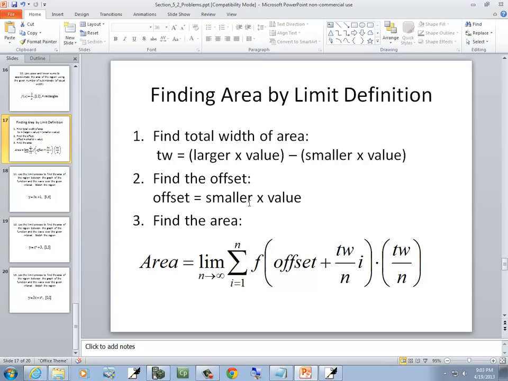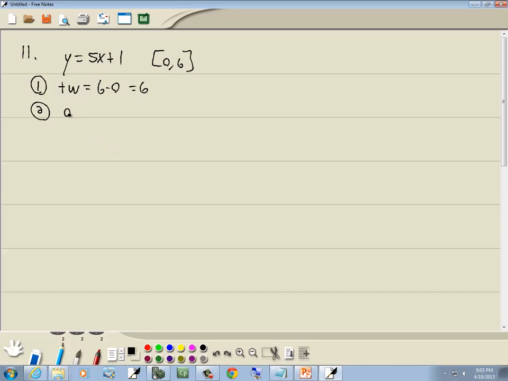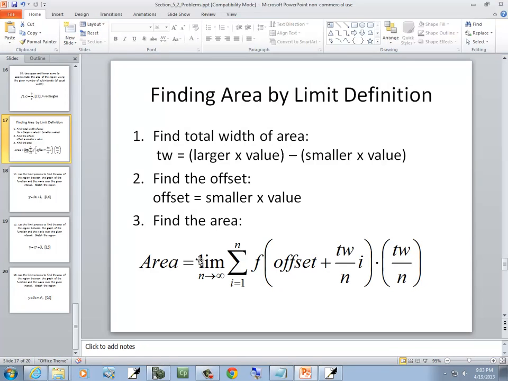Step 2, find the offset. Offset is your smaller x value. So your offset is going to equal 0. Step 3, find the area using this formula.